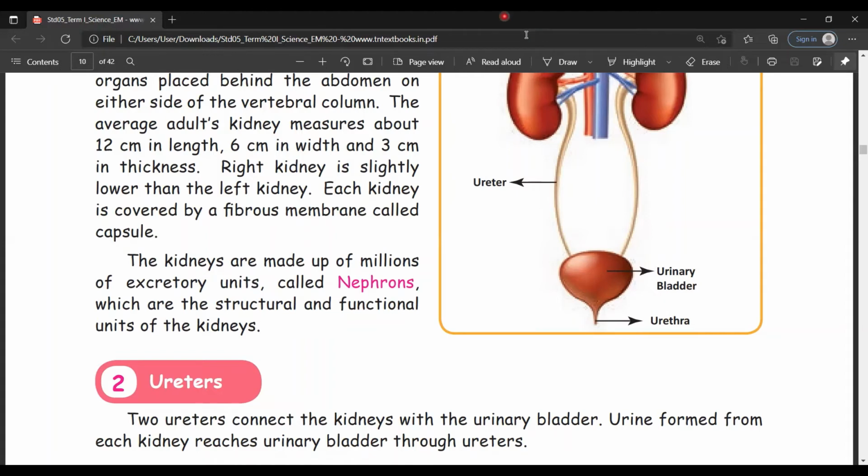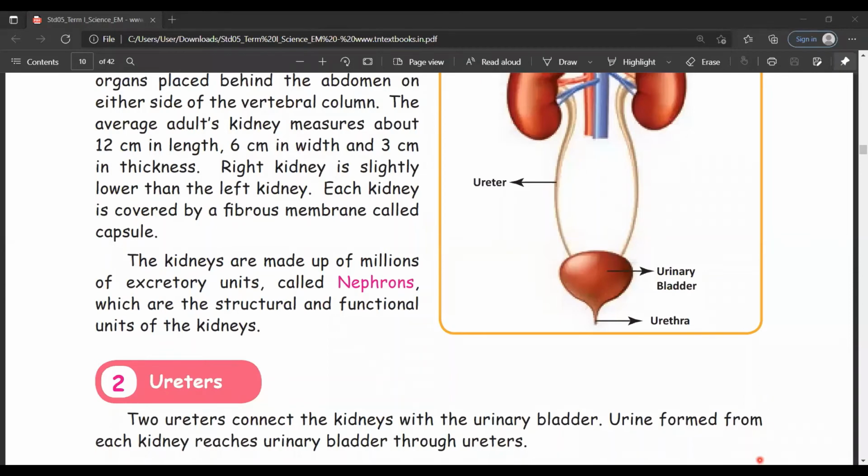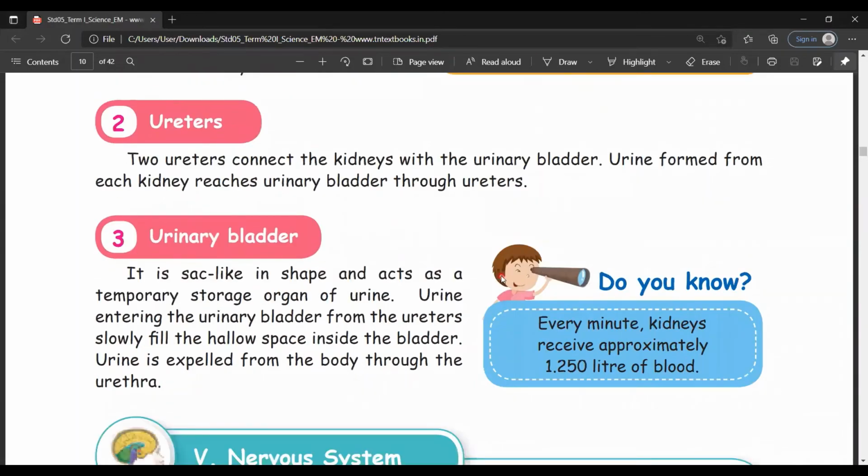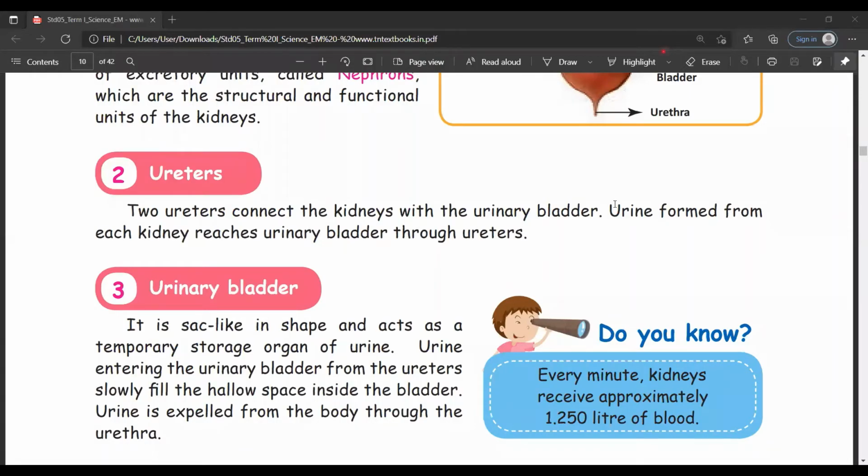The next one is the urinary bladder. It is sac-like in shape and acts as a temporary storage organ of urine. Urine entering the urinary bladder from the ureters slowly fills the hollow space inside the bladder. Urine is expelled from the body through the urethra.